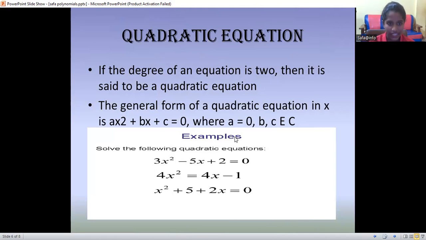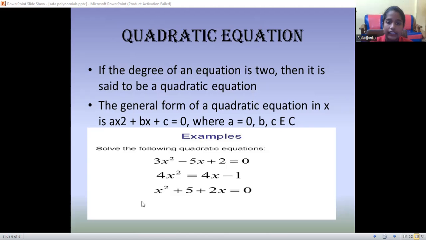Quadratic equation. If the degree of an equation is 2, then it is said to be a quadratic equation. So quadratic equation, quadratic polynomial. Quadratic polynomial means if the degree of a polynomial is 2, then it is said to be a quadratic polynomial. Here they change it to an equation. Quadratic equation means the degree is 2 in the equation.